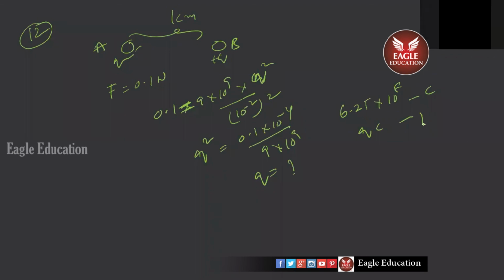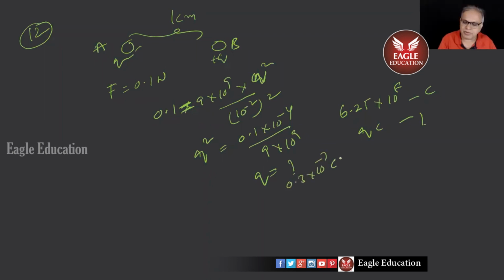You follow? The answer is 1.8 into 10 to the power 11 coulombs. Which one? Q, no? Yes, sir. How much is that? Oh, this Q is 0.3 into 10 to the power minus 7 coulombs. So you will do the calculation here.